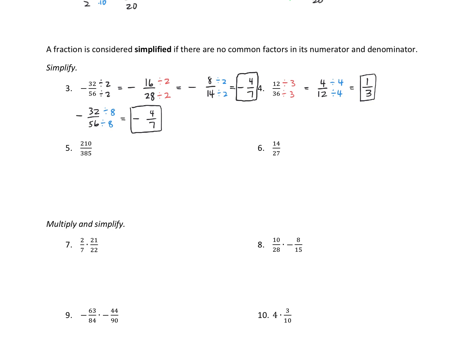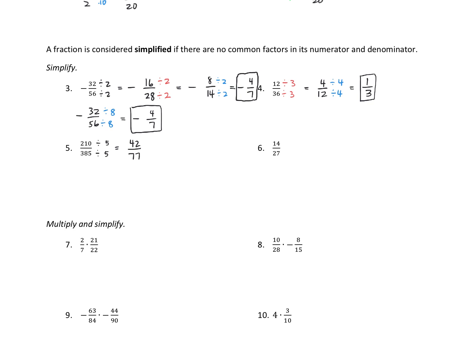All right, number 5, 210 over 385. So since both numbers end in a 0 or a 5, I know that both of these are divisible by 5. So rather than trying to think real hard and find a bigger number that goes into both of those, I'm just going to go ahead and do the 5. So 210 divided by 5 is 42. And then 385 divided by 5 is 77.